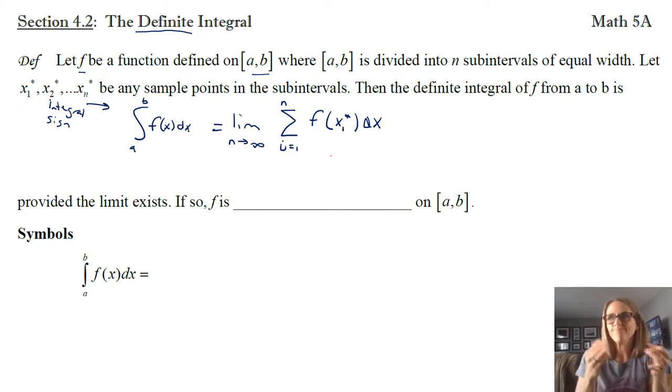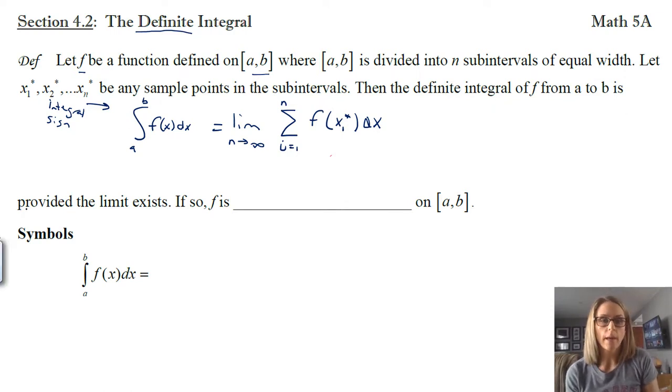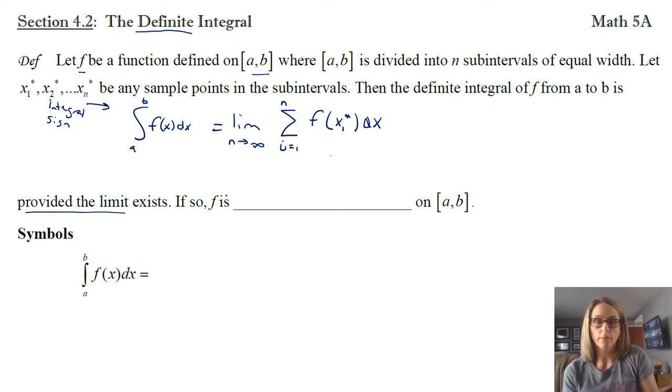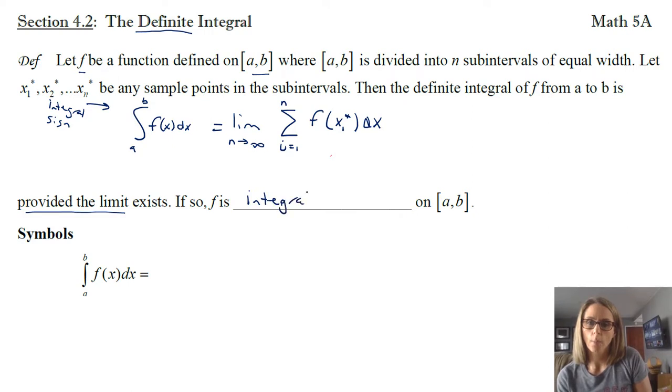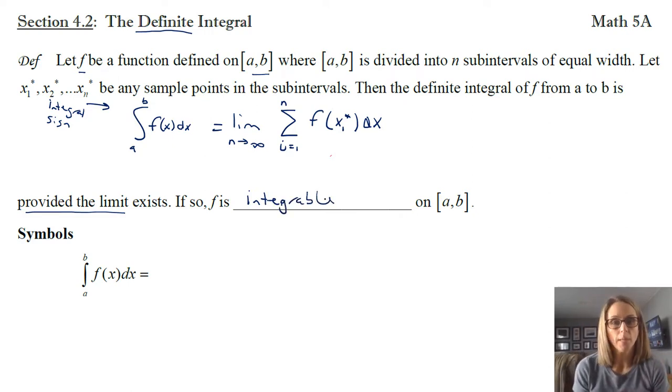The dx essentially is telling us what we're taking the integral with respect to, that the variable we're dealing with inside is x. And we can do this provided that the limit exists, that there is a limit. You can take an infinite number of rectangles. If so, we say that f is integrable on a to b.